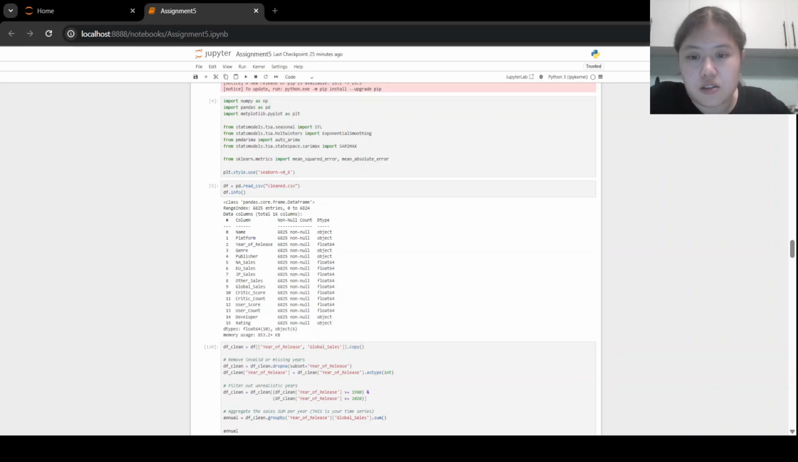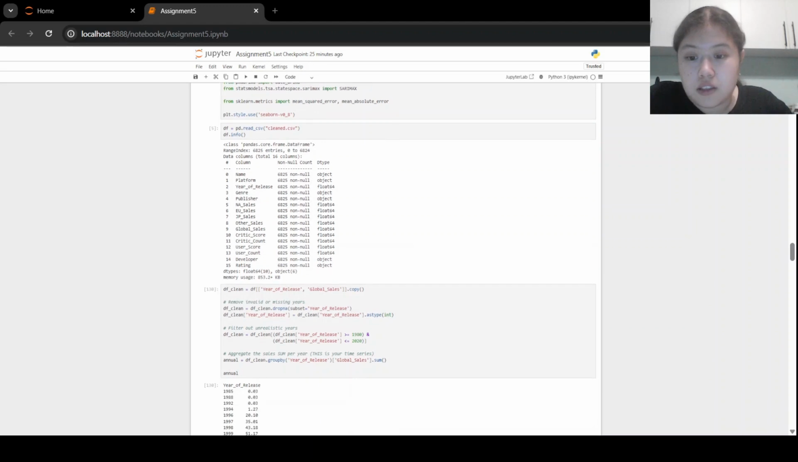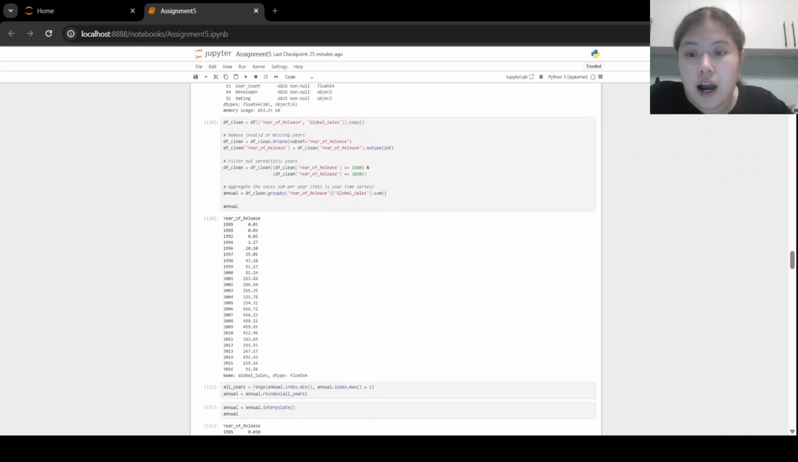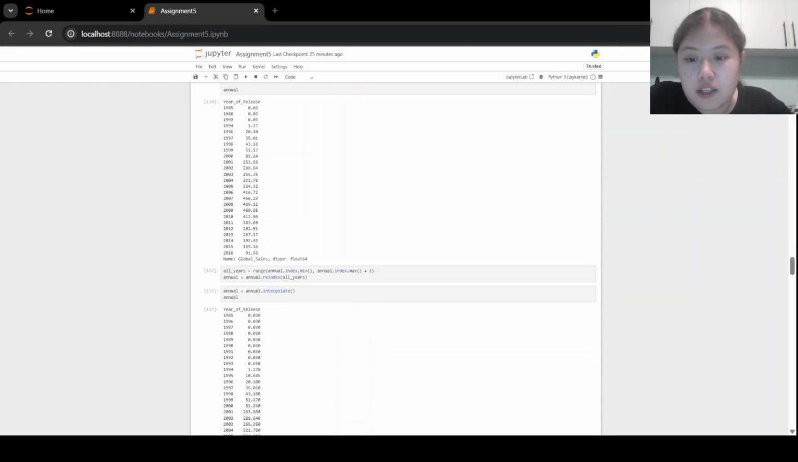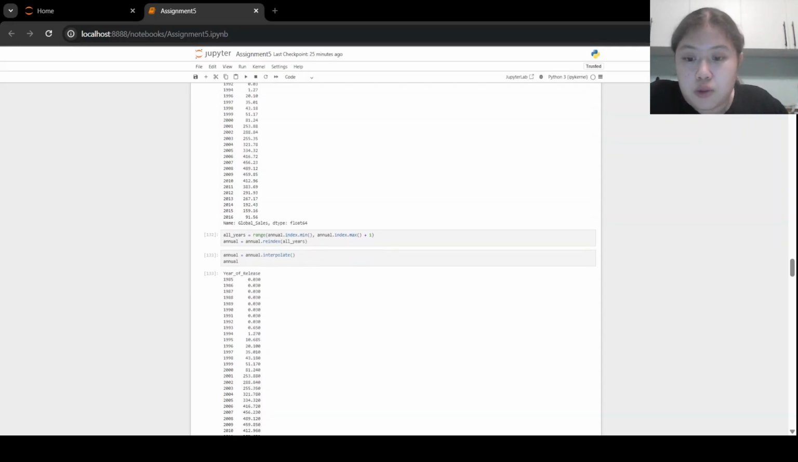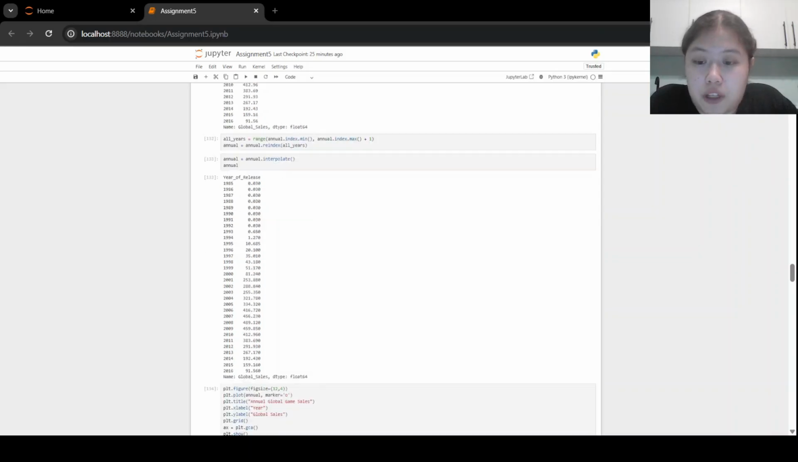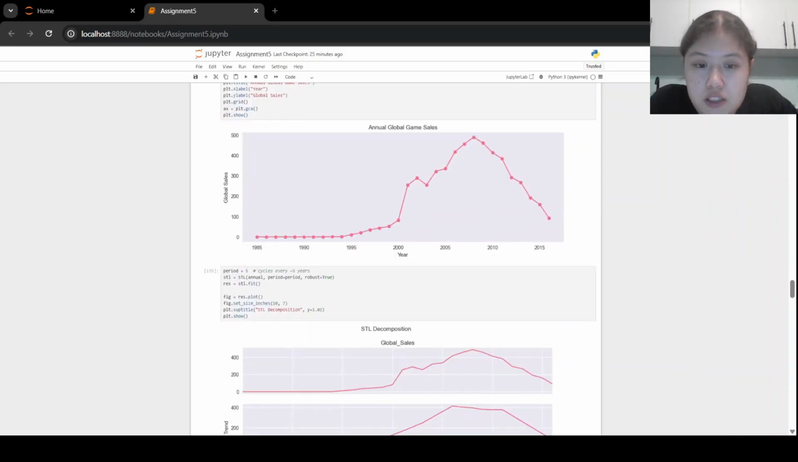And now we are in the time series analysis. So we are importing necessary libraries for it, and as you can see here, I am getting the year to do the time series analysis, and as you can see that there is some missing years, so I use the reindex and populated it from the minimum to the maximum, and to populate the missing values I use interpolate.